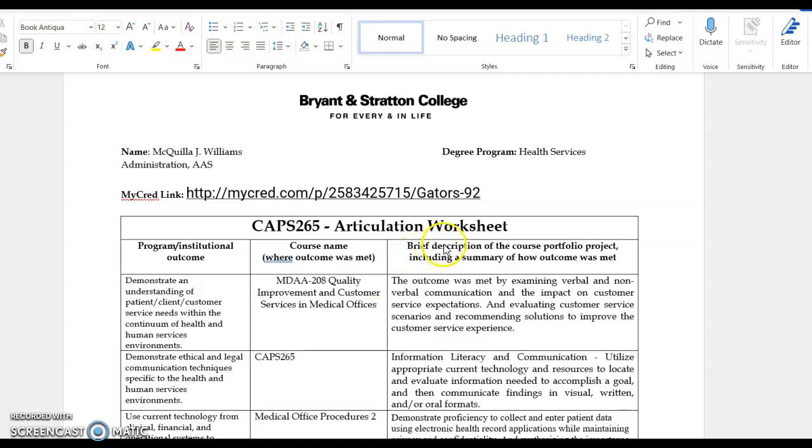Demonstrate ethical and legal communication techniques specific to the health and human services environments is the CAPS 265. Information literacy and communication: utilize appropriate current technology and resources to locate and evaluate information needed to accomplish a goal and then communicate findings in visual, written, and or formal formats.